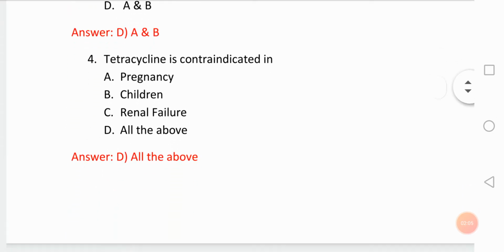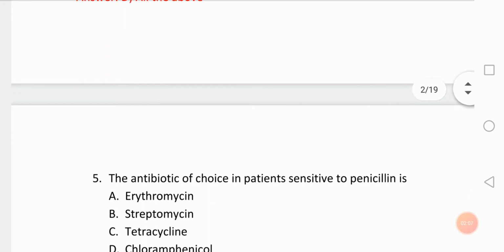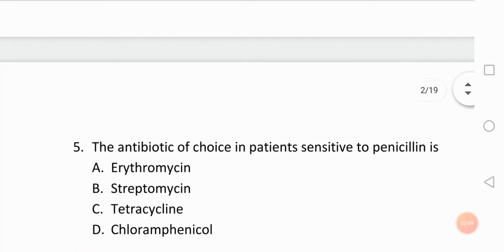Fifth question: the antibiotic of choice in patients sensitive to penicillin is A. Erythromycin, B. Streptomycin, C. Tetracycline, and D. Chloramphenicol. And the answer is erythromycin. If the patient is allergic to penicillin, then the drug erythromycin is preferred.